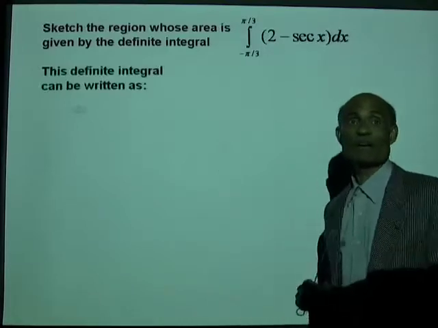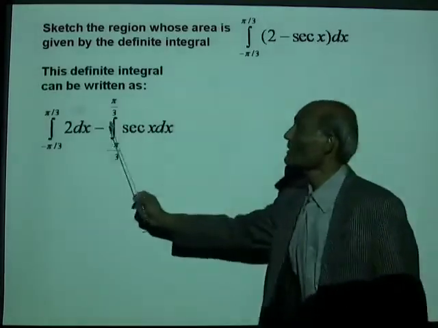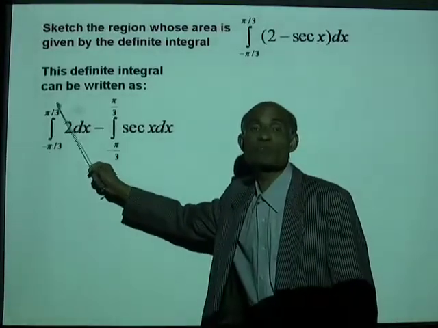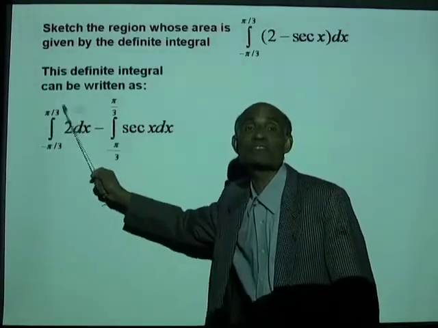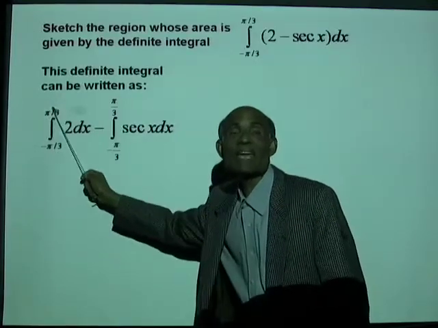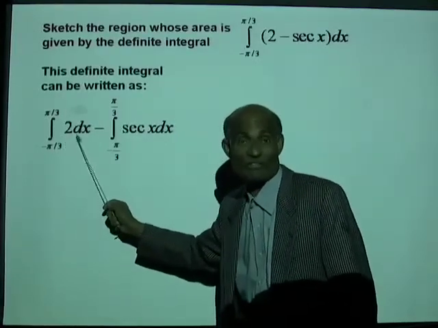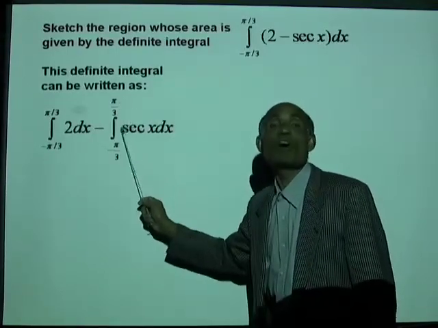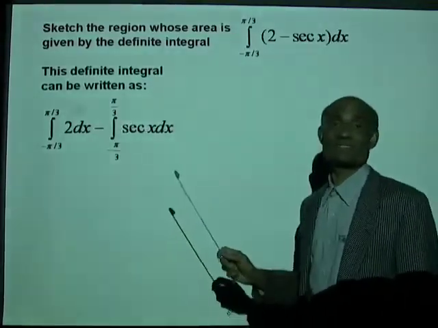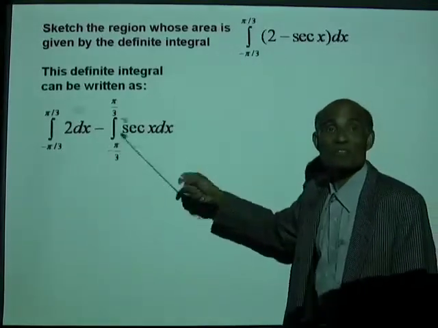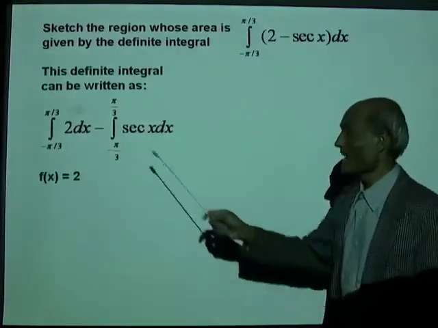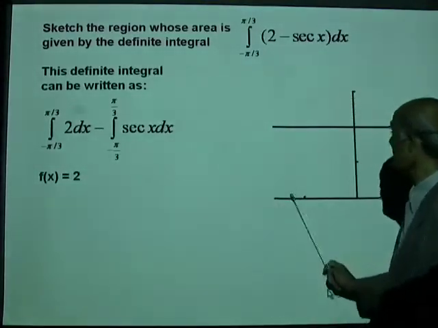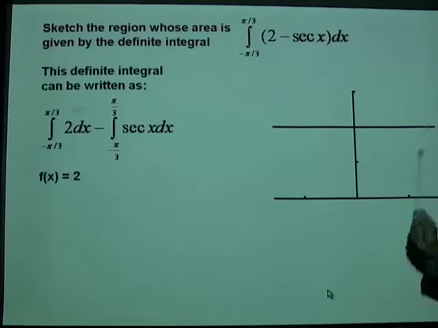Alright, can you draw these graphs? So, I can write this as integral negative pi by 3 to pi by 3 of 2 dx, that is integral a to b of f of x dx minus integral a to b of g of x dx. This integral is the same as this. Now, f of x equal to 2 or y equal to 2. So here I have the graph of f of x equal to 2.